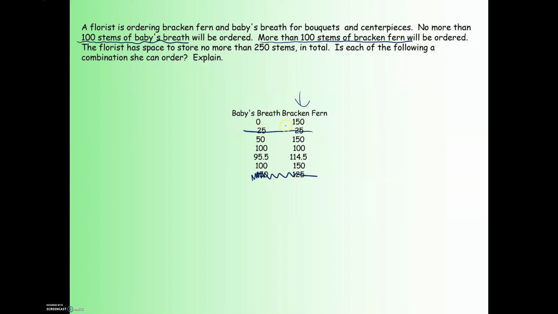So now I'm going to look at these combinations and see if any are over 250. This first one is good. The next one adds up to 200. That's good. Next one is also 200. That's good. This one we can't have. We can't order half a baby's breath or half a bracken fern, so this is out. We can only deal with whole numbers. And my next one, 100 and 150 together, that is 250, so that would be good. So all of these are combinations that we could possibly have, so those 4.